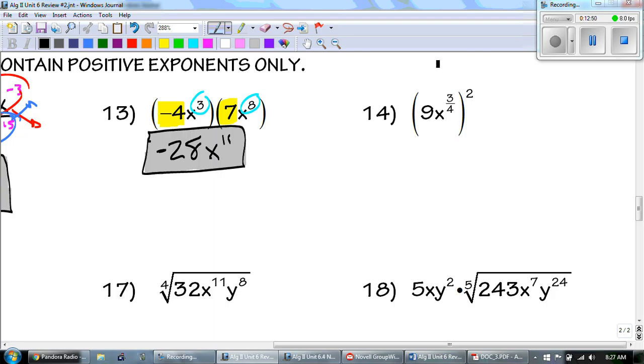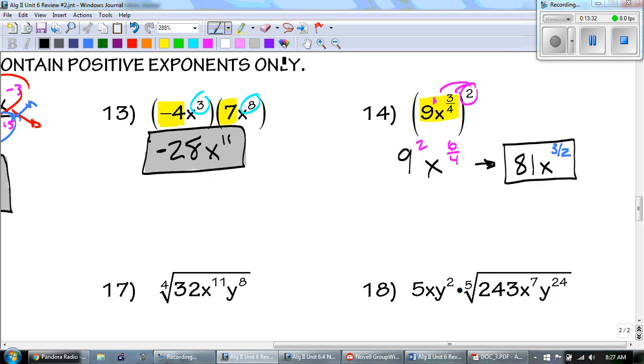Okay. Always, always, always check, can I simplify what's inside? And if I can't, I give an exponent to whatever doesn't, and then I distribute. My bases stay the same. 1 times 2 is 2. 3 times 2 is 6, so that's 6 over 4. And then I need to go ahead and reduce everything. 9 squared is 81. And then 6 divided by 4, I can actually reduce that to 3 over 2. And that's it.